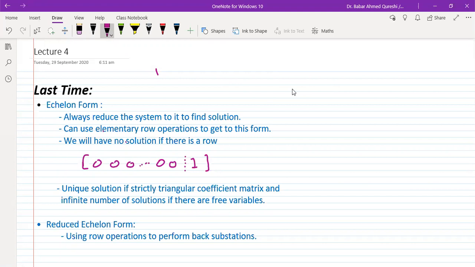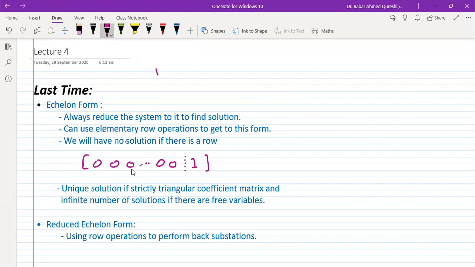So last time, these are the main points we discussed. We saw what is echelon form of a matrix, and we saw that our strategy to solve a linear system should be to try to bring the augmented matrix associated with our system to the echelon form. So always reduce the system to echelon form, and you will either find the solution or you will get to know that your system is inconsistent.